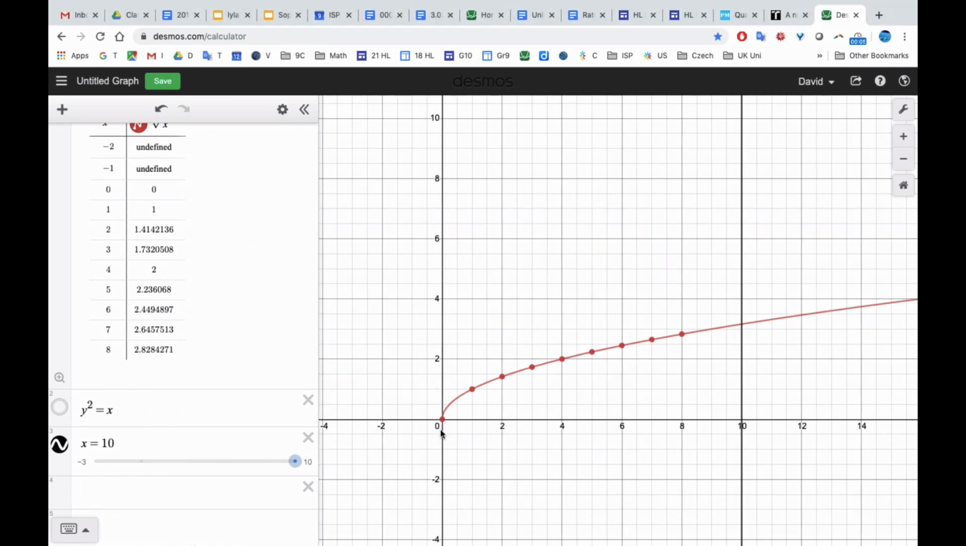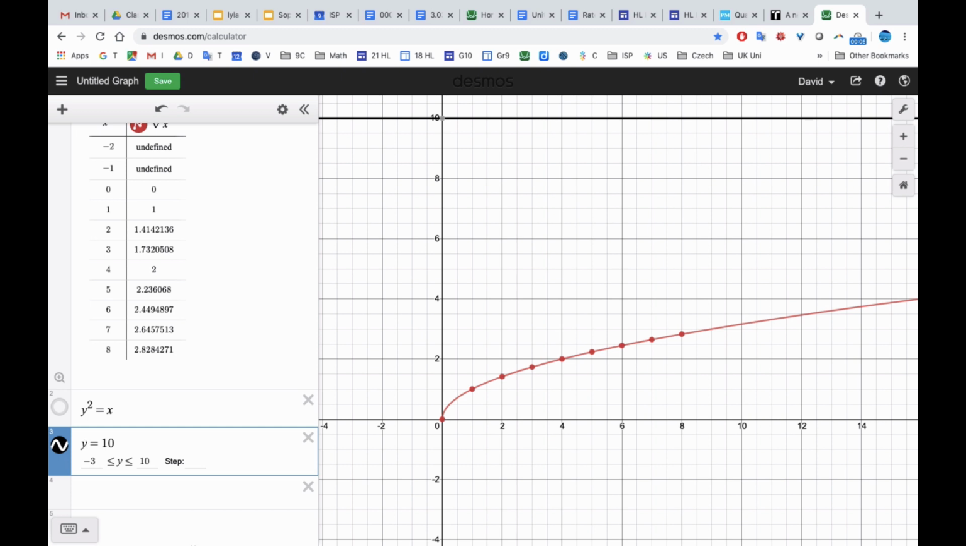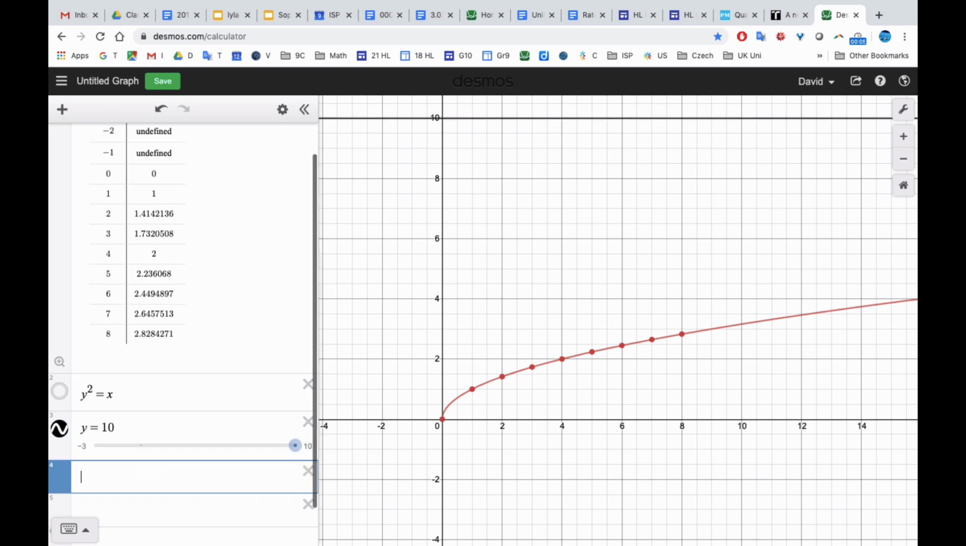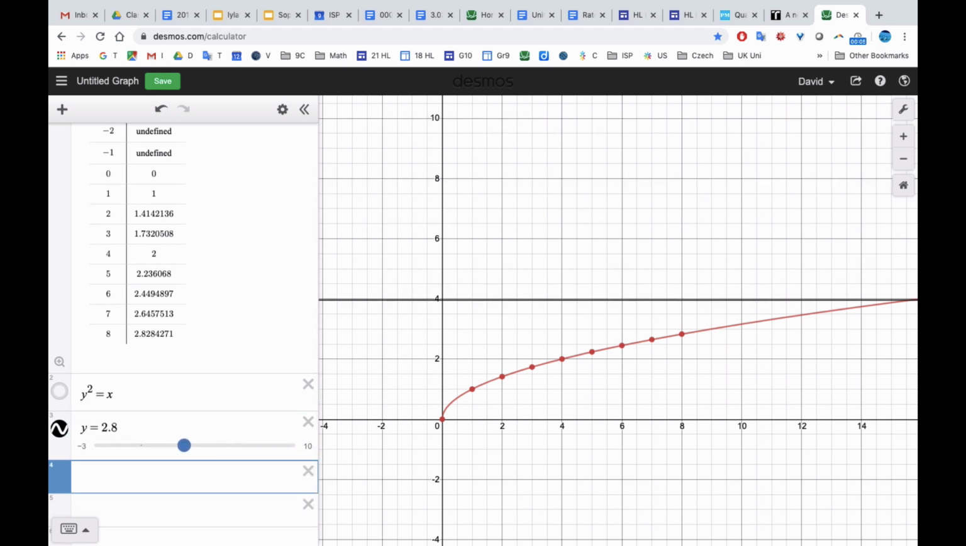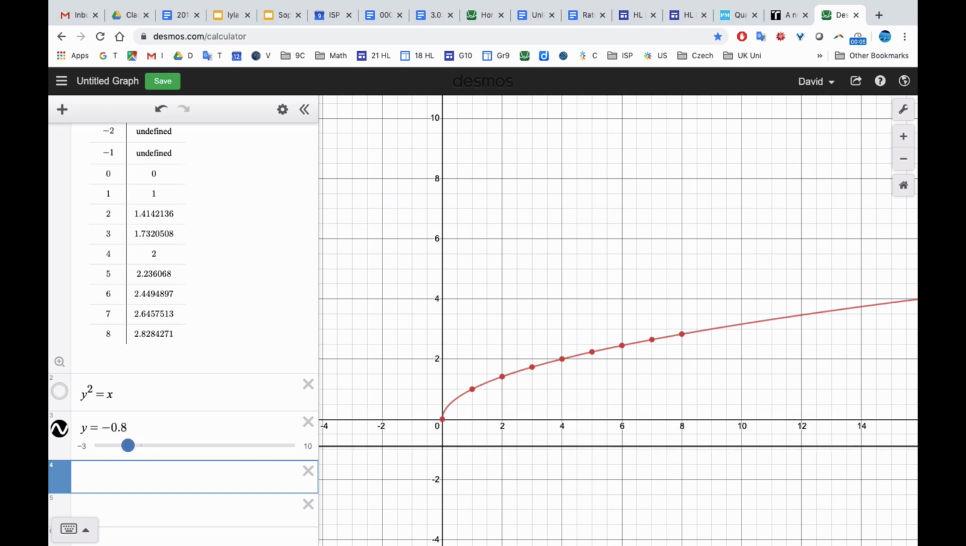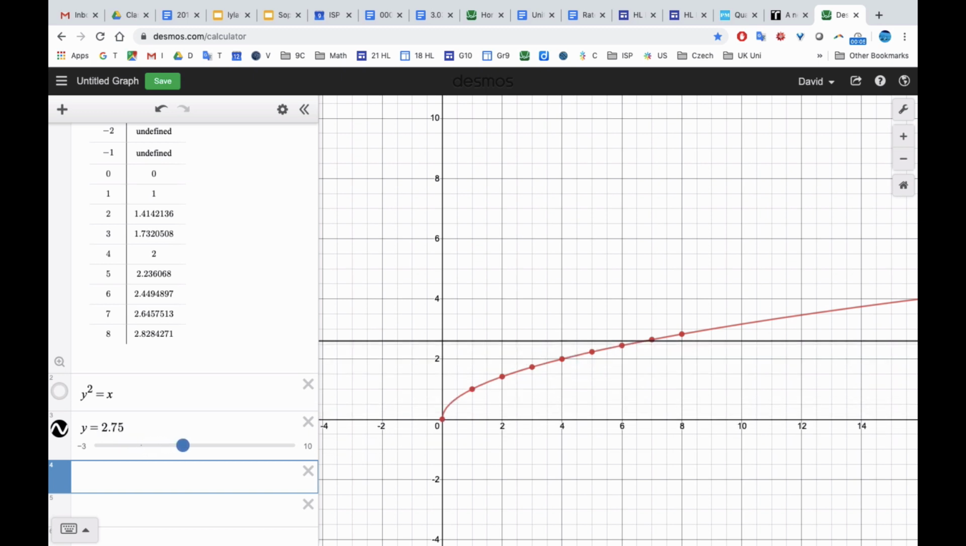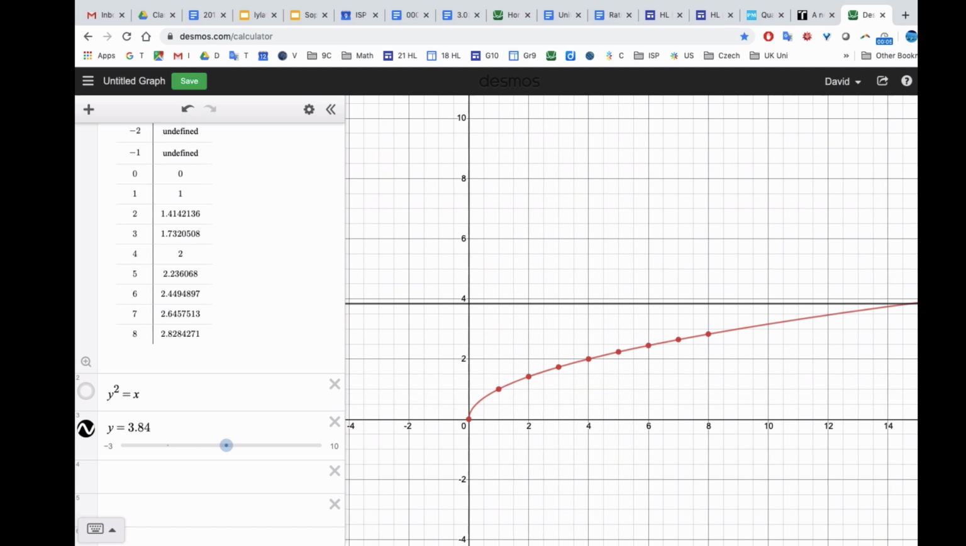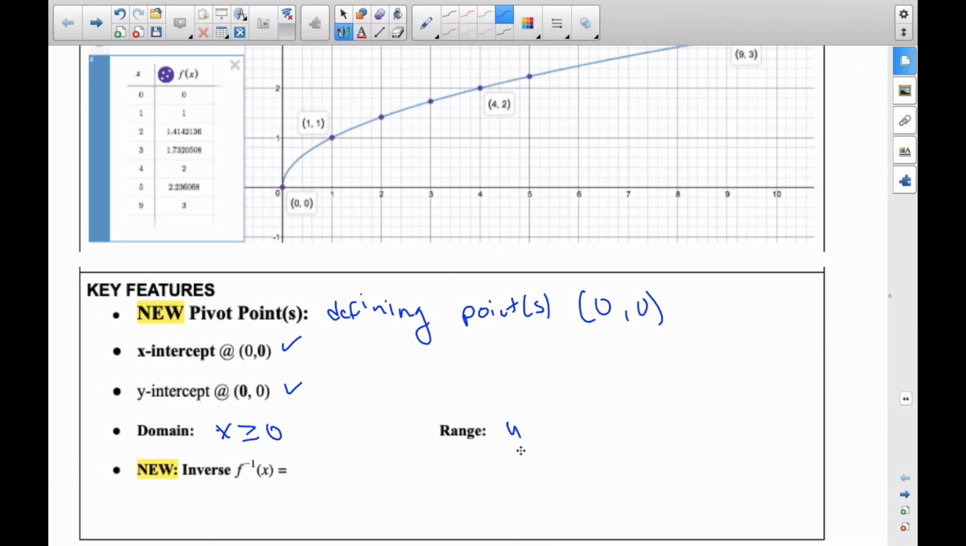The range is the y values. If I think about y values, it touches here, it no longer touches down here in the negatives, but it always touches, and eventually it would go up forever. And so in this case, y is bigger than or equal to 0 as well.